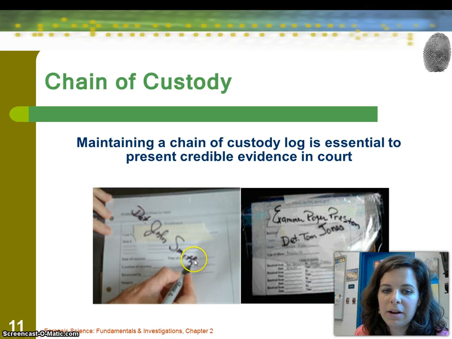So this is how you would write your name right over the seal, and as it gets opened more and more times, you'll have labels in different places. This is really essential, because otherwise the evidence will not be able to be used in court. So you need to maintain this chain of custody.